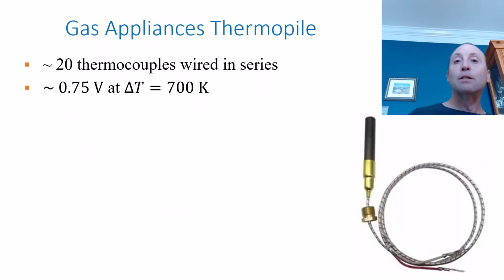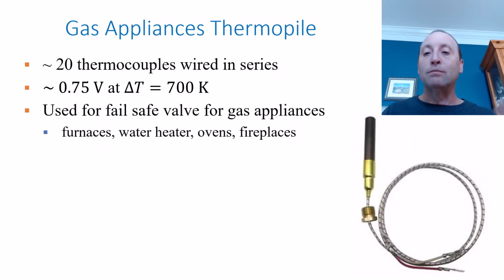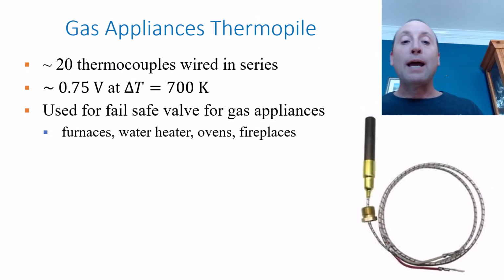Another example that's closer to home, and I mean that literally, I have at least two of these devices in my home. And this is what we would call a thermopile. So a typical one might have about 20 thermocouples wired in series in this device, and at a temperature difference of about 700 K, produces about a volt of voltage. And so these are used as fail-safes for gas appliances.